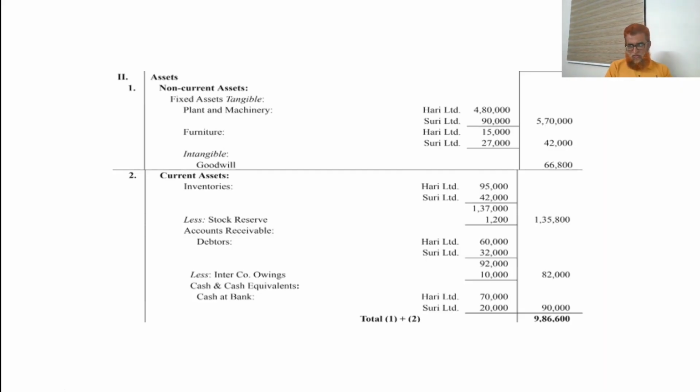So this total of the balance sheet is 9,86,600. It tallies, both assets and liabilities tally. And this is the solution for this problem.